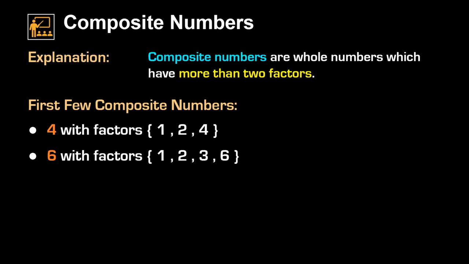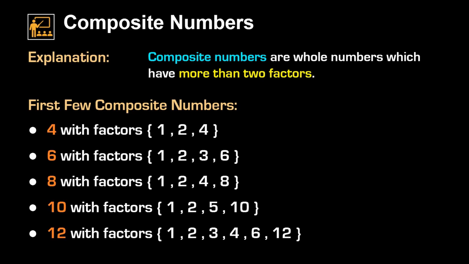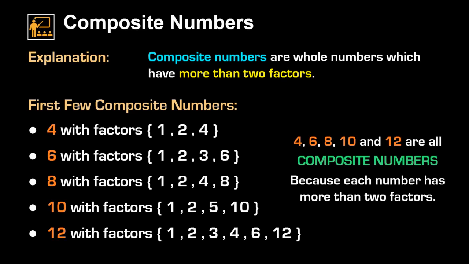Then we've got 8 with factors 1, 2, 4 and 8, 4 factors. 10 has also 4 factors, 1, 2, 5 and 10. And then 12 with factors 1, 2, 3, 4, 6 and 12. So 4, 6, 8, 10 and 12 are all composite numbers because each number has more than two factors. I hope this is at least clear.